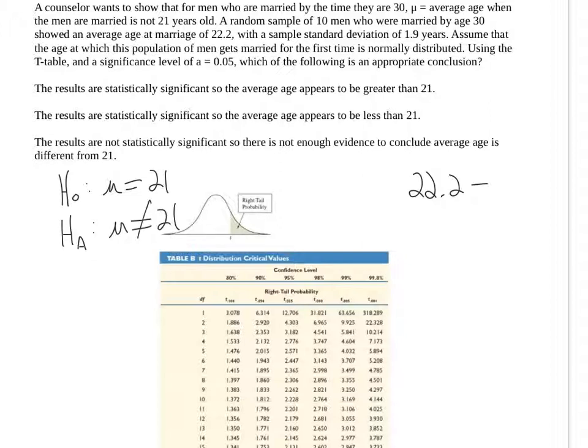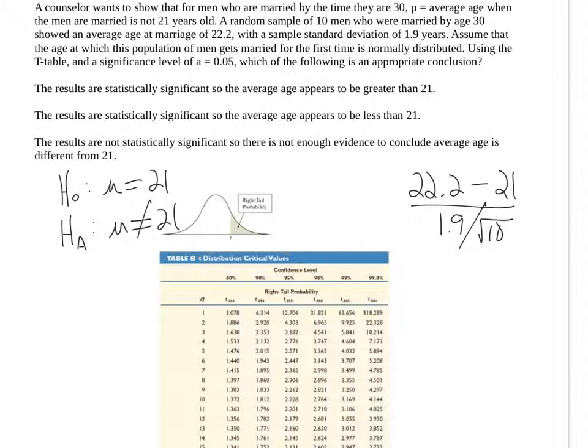Now, back to calculating what we need to calculate. We're going to calculate the t-value, the t-score, for use of the t-table. We can also call it a test statistic. So we take our sample value, we subtract our null value, and then we're going to divide by what? Well, we're going to divide by our sample standard deviation, 1.9, divided by the square root of 10.